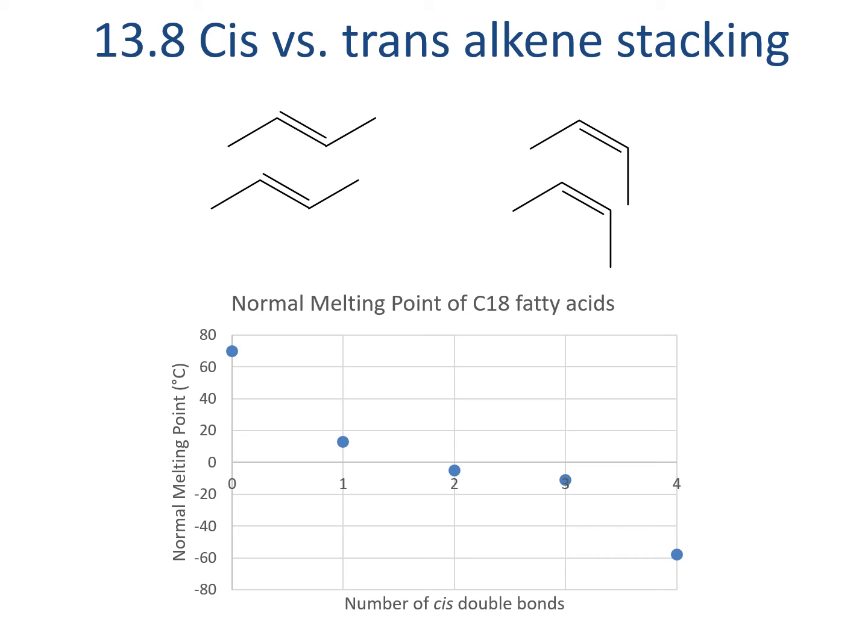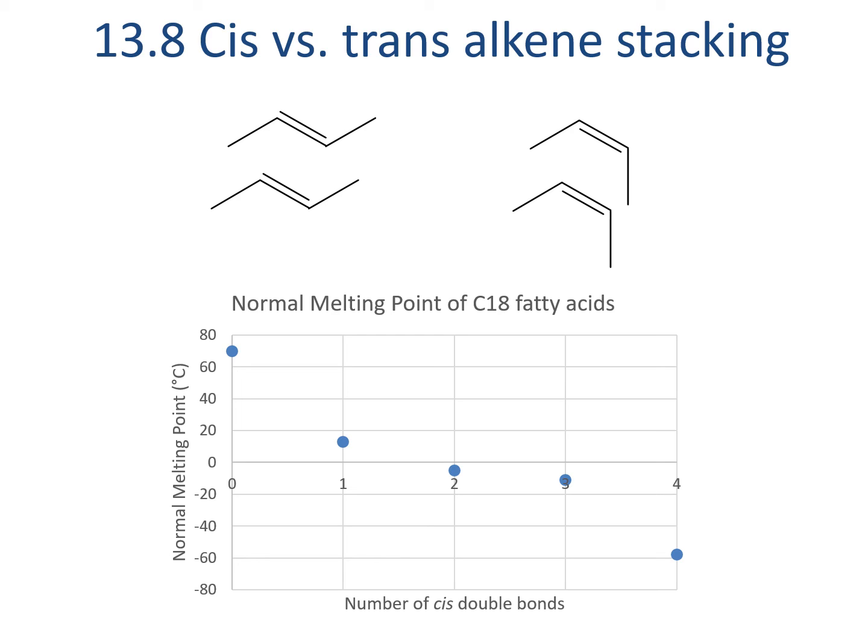This chart shows the normal melting points of 18 carbon fatty acids based on the number of double bonds. Fatty acids are one of the main places biologically that we see double bonds. Does this chart show stronger or weaker interactions as cis double bonds, the only form that occurs naturally in fatty acids, are added to a molecule?